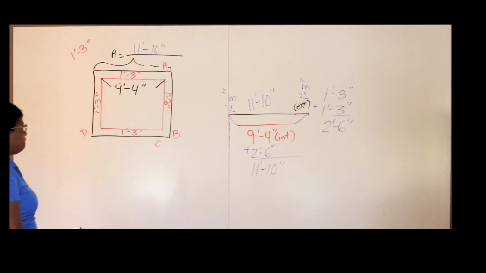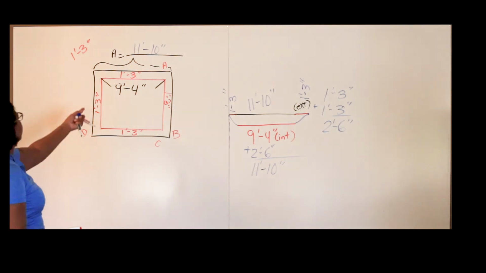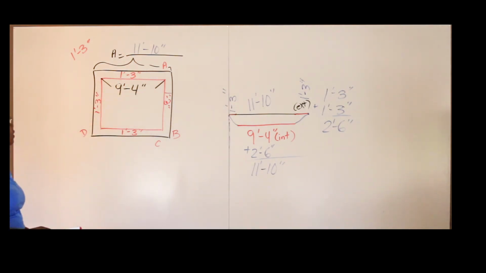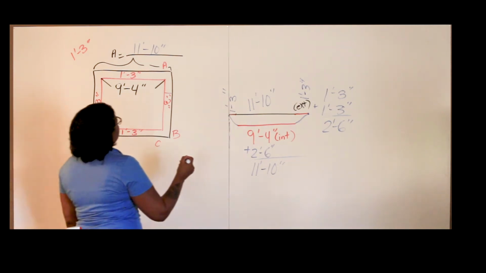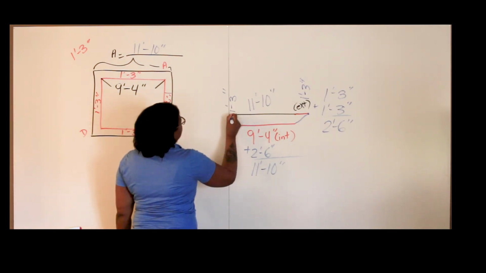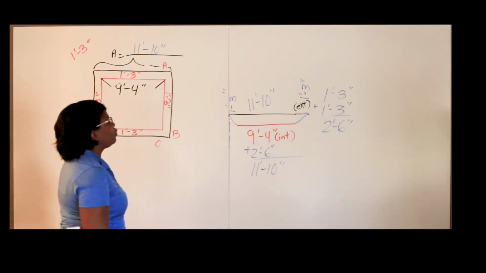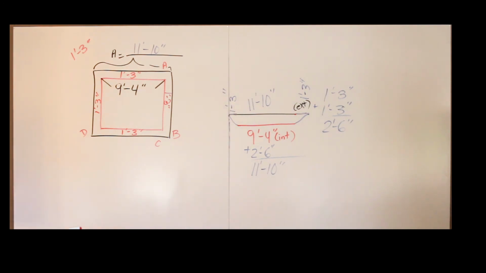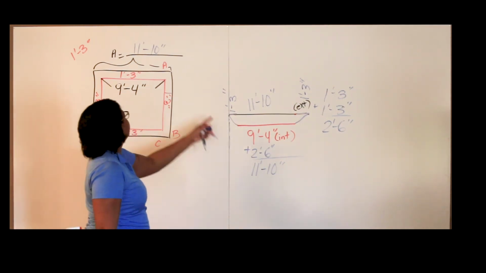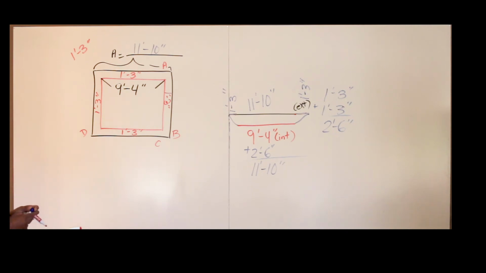Hopefully everybody sees that. Again, interior wall, shorter. We have this information. How much shorter? About 1 foot 3 inches on that side, and 1 foot 3 inches on that side. 1 foot 3 and 1 foot 3 equals 2 feet 6 inches. And to find that exterior wall, we have to add something to that 9 feet 4. What are we adding? 2 feet 6 inches. So 9 feet 4 inches plus 2 feet 6 is 11 feet 10. That's that exterior measurement.